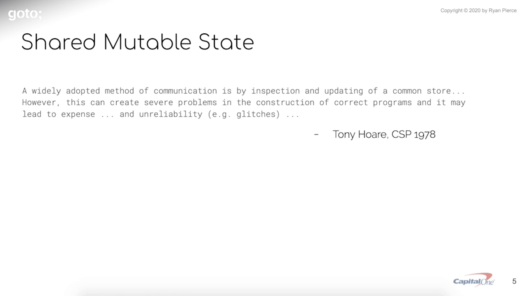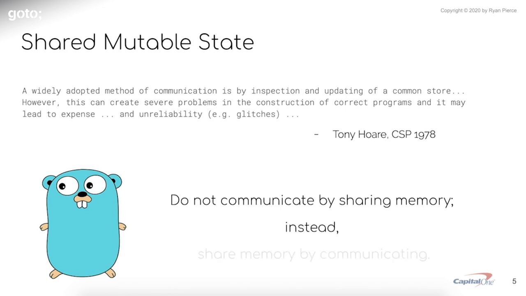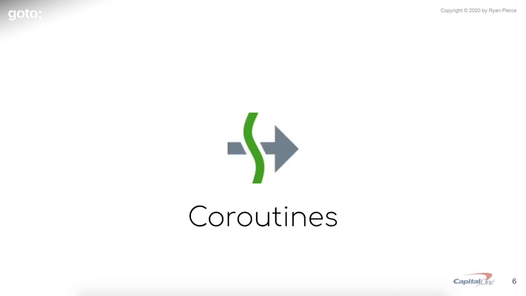But to solve this, while his paper goes into that solution, the engineers behind the Go language created a proverb to describe the solution. Do not communicate by sharing memory. Instead, share memory by communicating. So the way this was implemented in Kotlin was through the coroutines library with coroutines and channels.